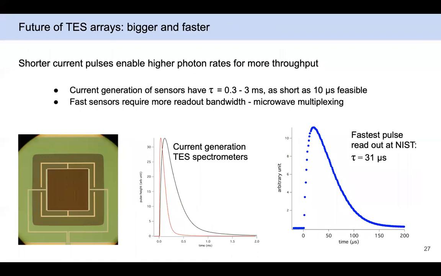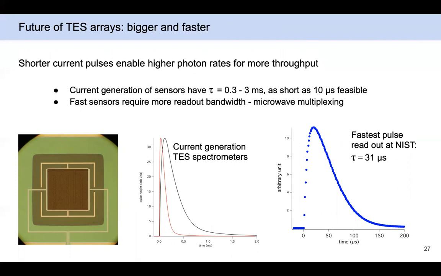Another way to increase throughput is to shorten the duration of the X-ray pulses. That allows each sensor in an array to count more photons per second. In the current instrument, the sensors have pulse decay time constants that range from a few hundred microseconds to a few milliseconds. And that gives us count rate capabilities of tens or hundreds of photons per second.